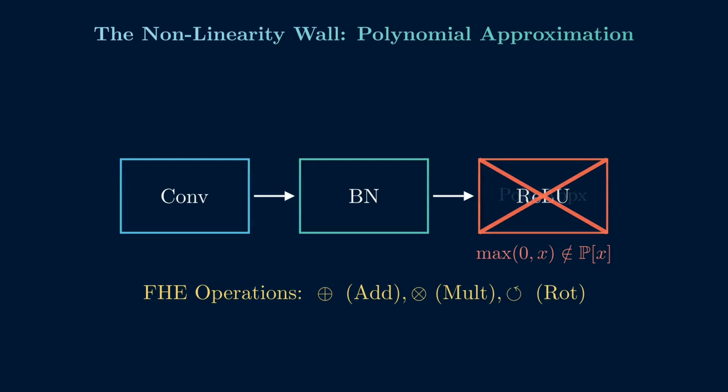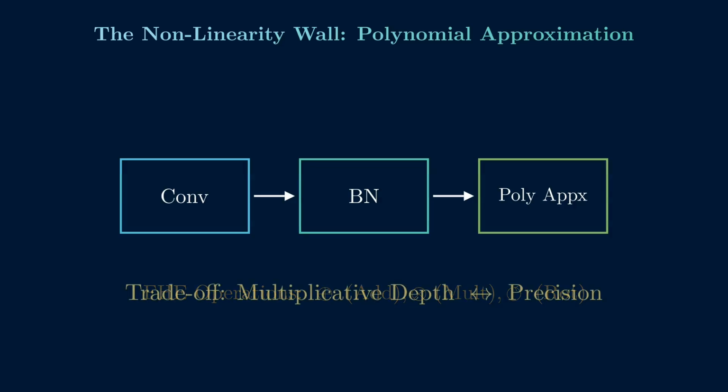But this introduces a significant conflict between the multiplicative depth, meaning the number of multiplications, and the approximation precision. If we use a low-degree polynomial, it is computationally fast and requires less bootstrapping, but the approximation is poor and necessitates network retraining.